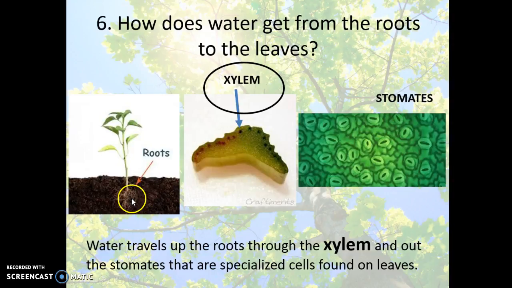It has to start in the roots, and then the xylem carries it throughout the entire plant. And then, of course, how does it go against gravity? These little guys here, these openings called stomates, when the sun shines on them, they open up and they pull the water up through the xylem and out the plant.